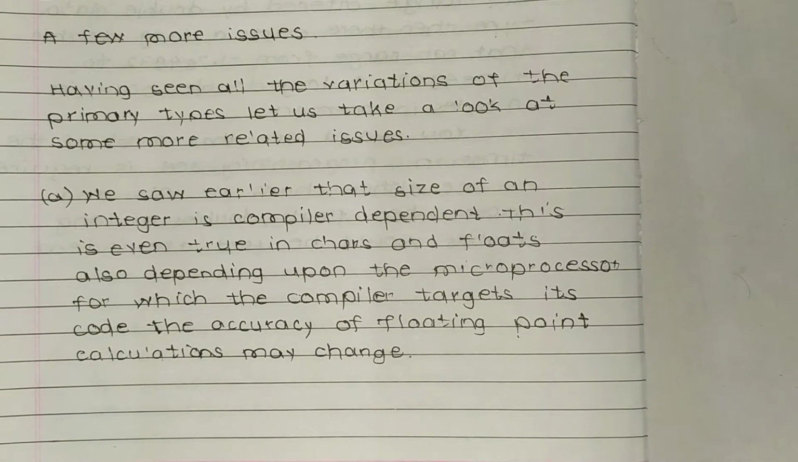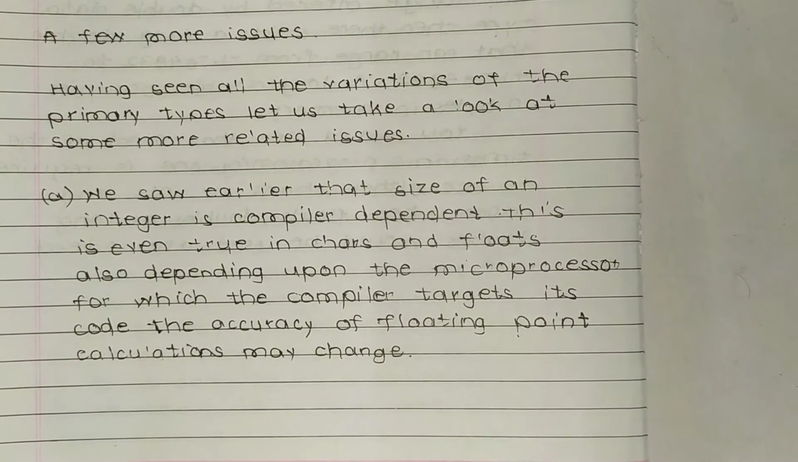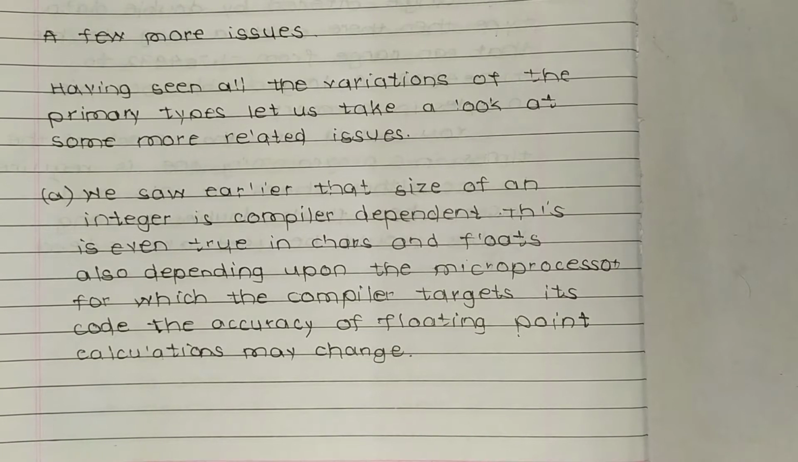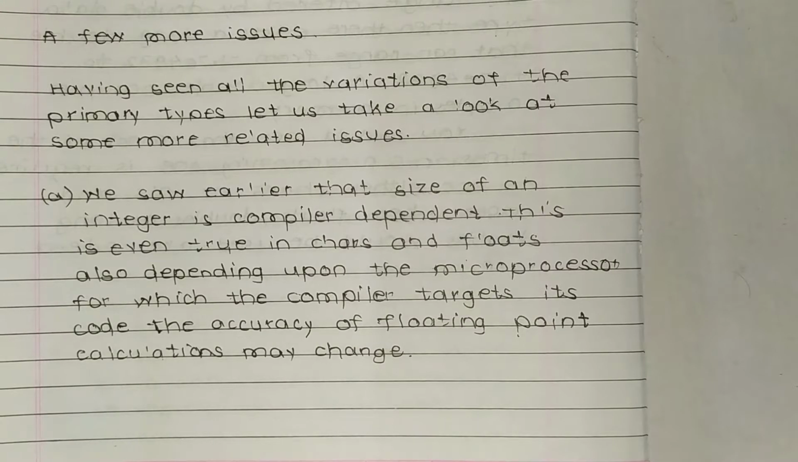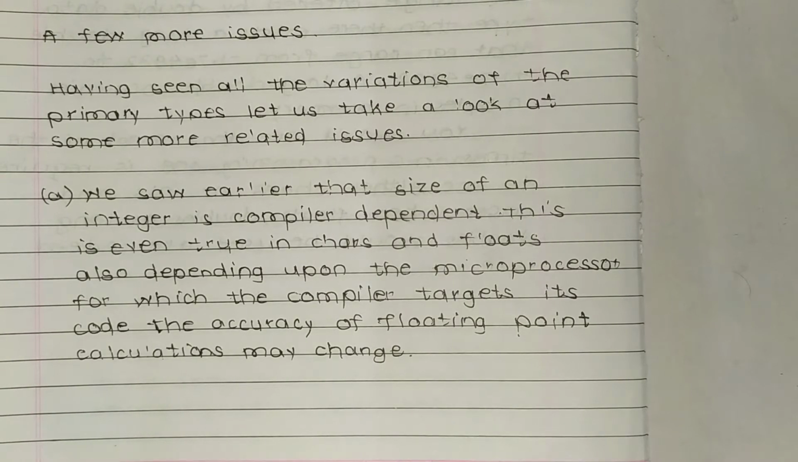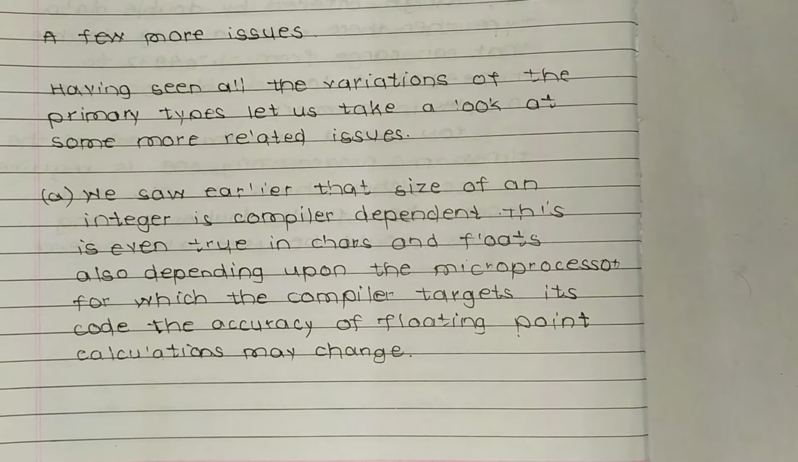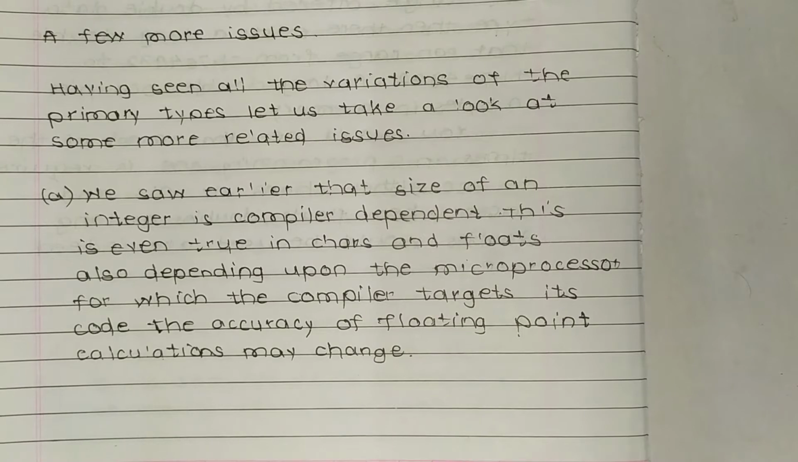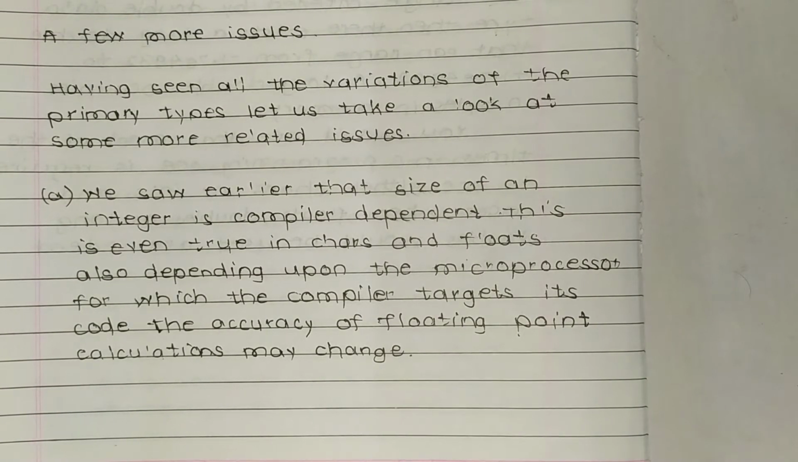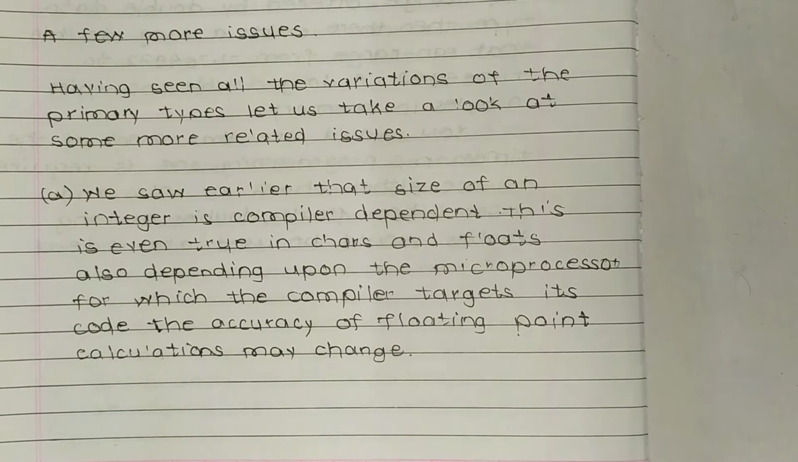A few more issues. Having seen all the variations of the primary types, let us take a look at some more related issues. A. We saw earlier that the size of an integer is compiler dependent. This is even true of chars and floats. Also, depending upon the microprocessor for which the compiler targets its code, the accuracy of floating point calculations may change.